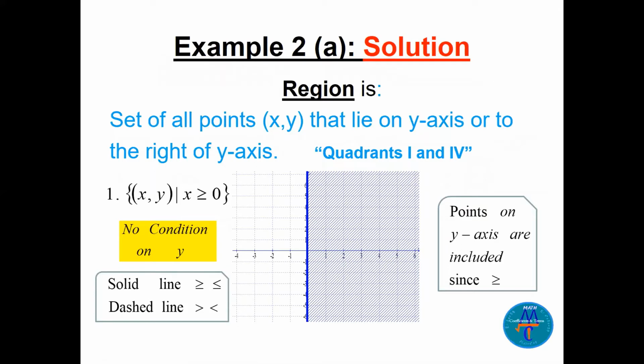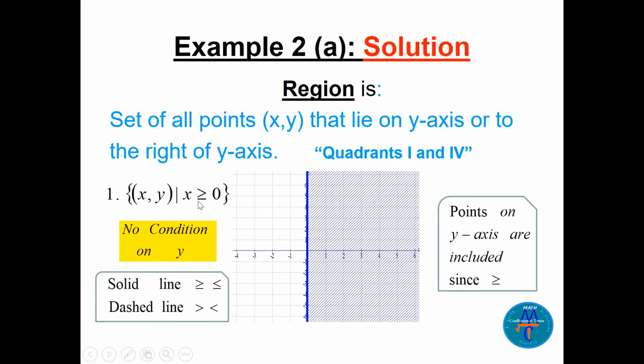Let's see the first one. x greater than or equal to 0. Any point in quadrant 1, x is greater than 0. Any point on the y-axis, x is equal to 0. Positive x, also any point in quadrant 4. So we say here, the set of all points (x, y) that lie on the y-axis or to the right of the y-axis, in quadrants 1 and 4. There is no condition on the y, just notice here.